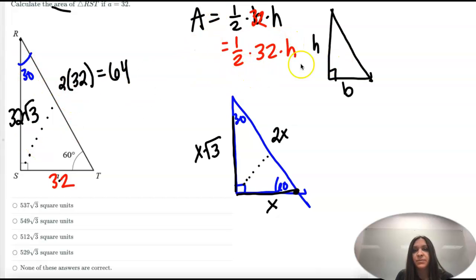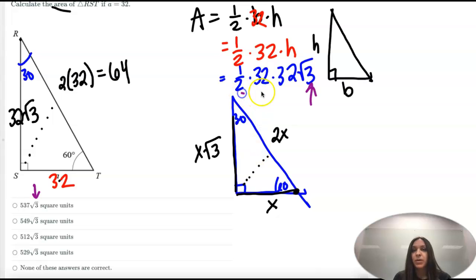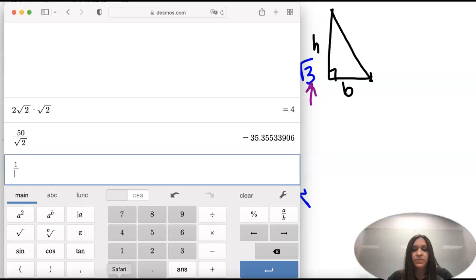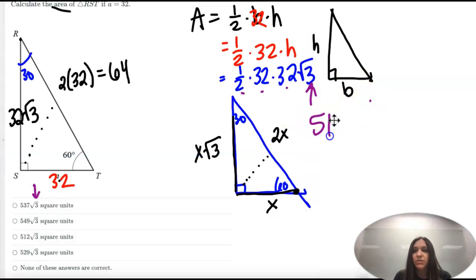So if this is 32, the hypotenuse would be 2 times 32, which is 64. And then this long leg out to 30 degrees would be 32 square roots of 3. And that's what we need. That's the height. So our area is going to be 1/2 times 32 times 32 square roots of 3. I'm not going to put that in my calculator like that because we want the square root of 3 in our answer. So I'm going to multiply everything else. So 1/2 times 32 times 32 is 512, and then the square root of 3 just comes along with it. So that's this one right here.